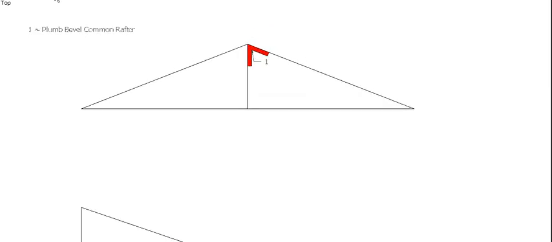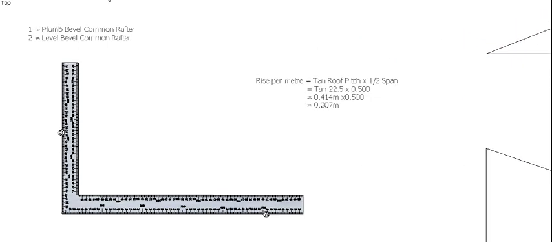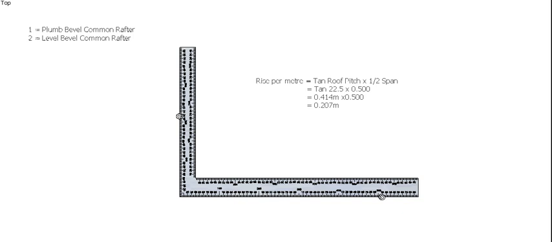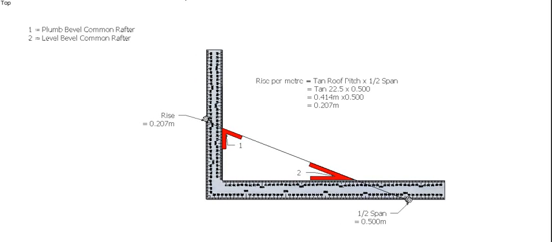As I said, a lot of these are fairly familiar. When we do our rise, we get our pitch, we automatically develop our plumb and level bevels. For our plumb and level bevels, we need to know our rise, and we need to know the half span of our roof, and we can put them onto our square. So rise over here, and half span of the roof. We work out the rise by tanning the pitch of the roof, times it by the half span, which will give us our rise. So we can put that on there, and that gives us those two bevels.